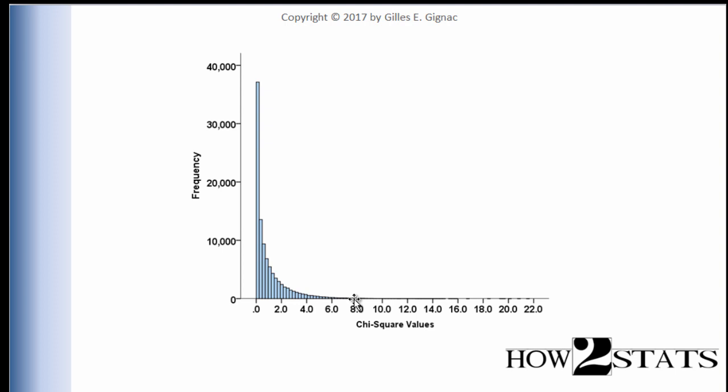I think I have 100,000 cases here that I generated this distribution with. And this is the distribution to which we compare obtained or calculated chi-square statistics, or statistics that approximate the chi-square distribution. So the Pearson chi-square analysis, for example, is known to produce values that follow approximately the chi-square distribution. And that's why it's known as a Pearson chi-square analysis.